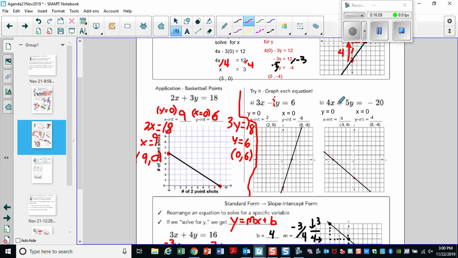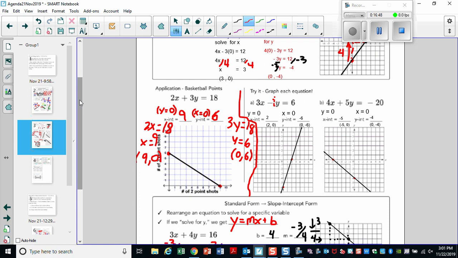Similarly, for this example, x-intercept, if y is 0, x has to be negative 5. If x is 0, y has to be negative 4. Because in the end, we're looking for our product to be negative 20. So 4 times negative 5 gives us negative 20 if y is 0. And if x is 0, then 5 times negative 4 gives us a product of negative 20. Then we have our points. And we see overall we will have a negative slope.